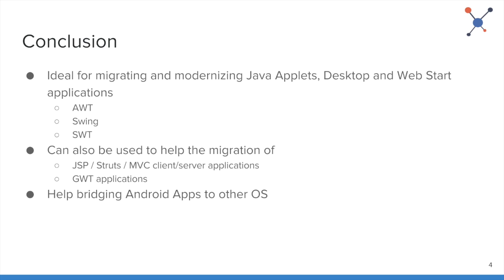Last but not least, what has been shown here can be applied to any Java API and can help migrating with minimum effort legacy Java applications such as Swing applications, Java Web Start applications, and SWT applications. We can also apply this technique to JSP applications and use it to run Android applications on other devices such as iOS devices.